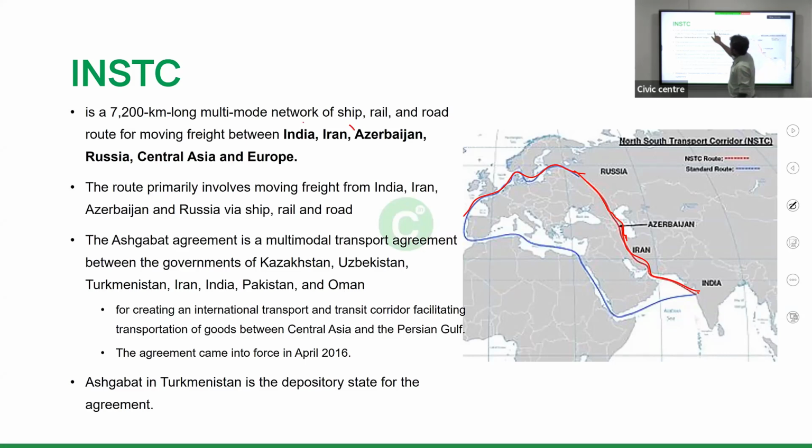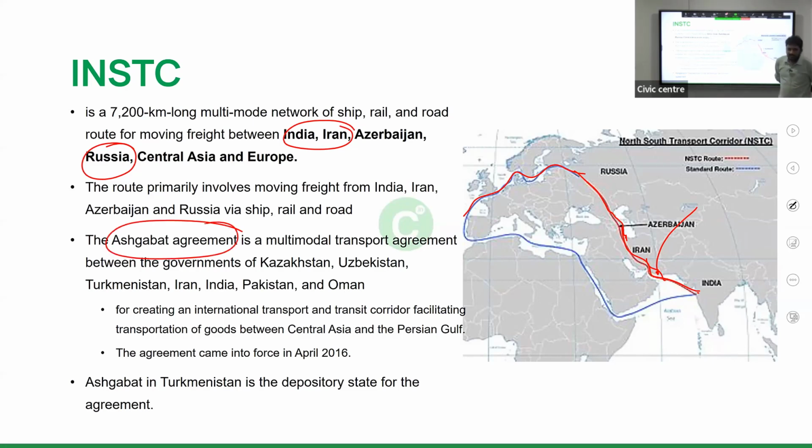The important points here are India, Iran, Russia. Recently, Chabahar port was also connected with this INSTC, so now you can access Central Asia from Chabahar port via Afghanistan. In this context, you should be aware of the Ashgabat Agreement. They may test whether you are aware of this agreement or not. It is often in the news. It's a multimodal transport agreement involving Central Asian countries. India is also involved in it. India has ratified it.